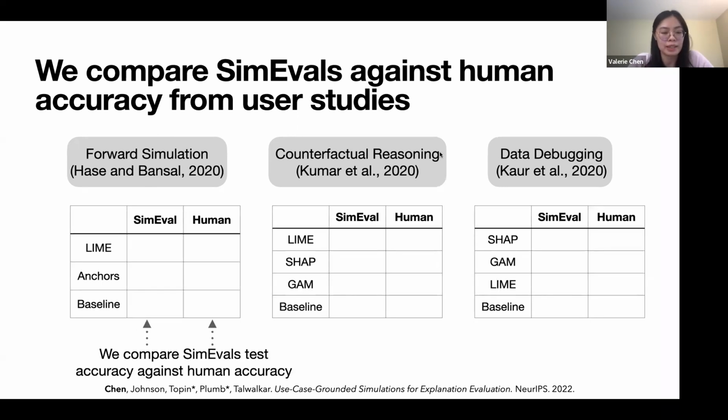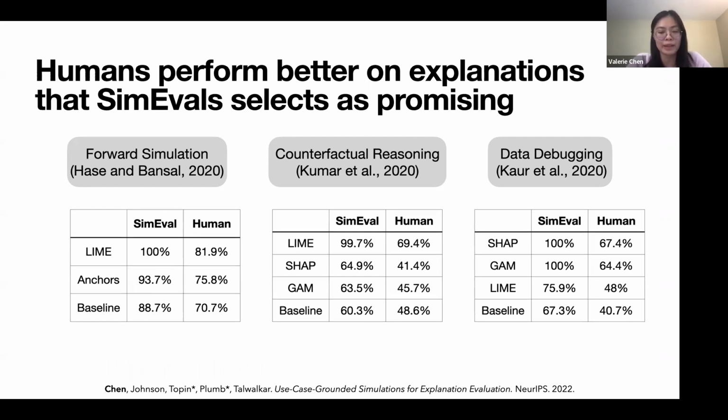For each of these use cases, we considered a number of explanations and baselines, and we compare the test accuracy between what SimEval gets as well as what the human gets, on the same types of questions sampled from the same data set. And what we find is that humans perform better on explanations that SimEval selects as promising. But as evidenced by the differences between the raw accuracies of SimEvals and humans, we emphasize that these accuracies cannot be interpreted directly as the explanation's utility to a human. These results show that you can't just replace user studies altogether, but rather this algorithmic approach can be used to select more promising explanations.